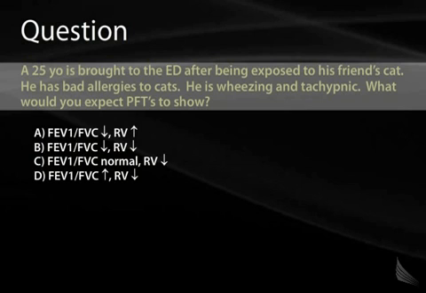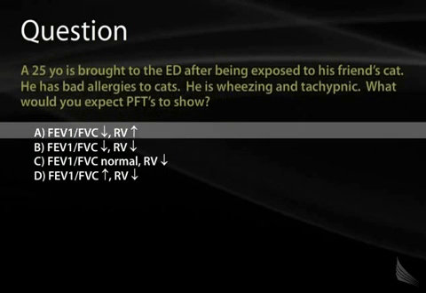Answer C, where the FEV1 to FVC ratio is normal, is incorrect, as well as the residual volume being low would be incorrect. A patient who is wheezing and tachypneic and having an asthma flare because he was exposed to the cat would be expected to have a low FEV1 to FVC ratio. For that reason, answer D is incorrect as well. The FEV1 to FVC ratio wouldn't be elevated. So the correct answer here is A. Low FEV1 to FVC ratio, high residual volume.